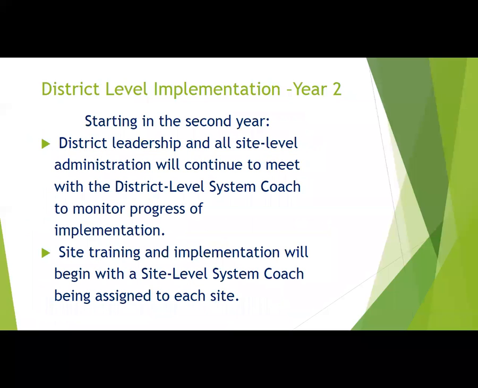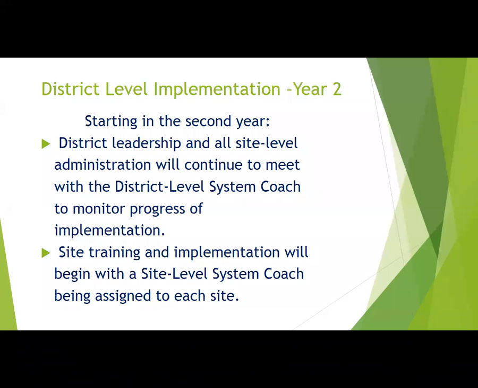So then we move on to year two, and starting in year two, one of the things that I think is very important to note is that we don't sit at the district level in year one and then pull away from district level in year one and move to site level in year two. We continue to work at the district level with district leadership at year two. The district level administration will continue to meet with the district level system coach to monitor progress and implementation.